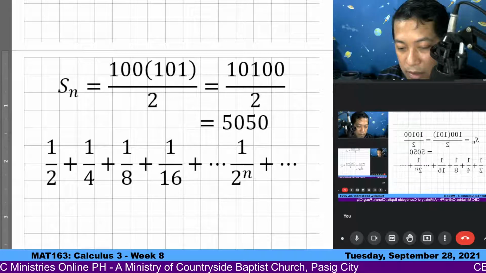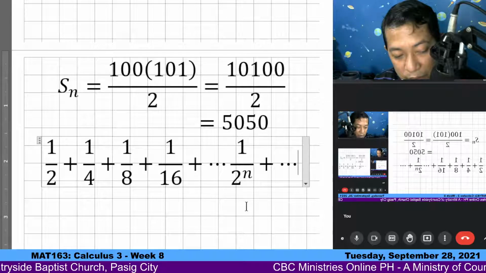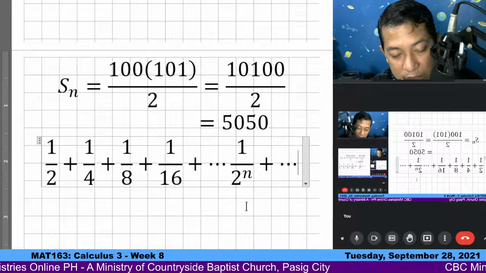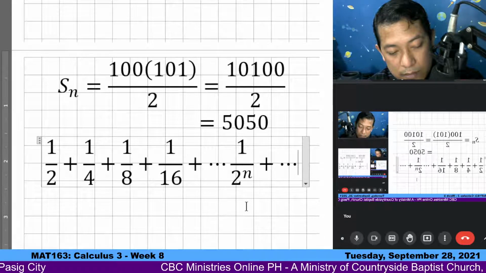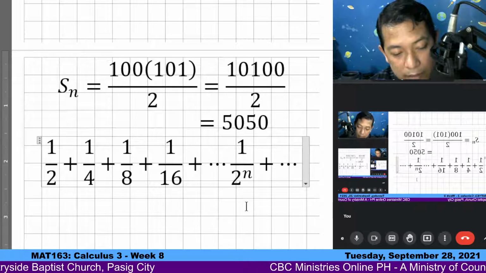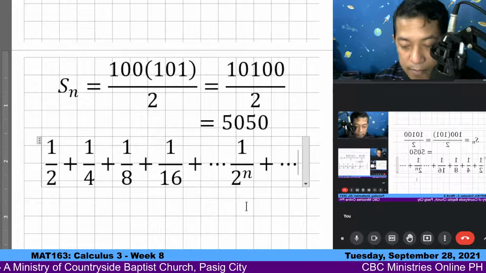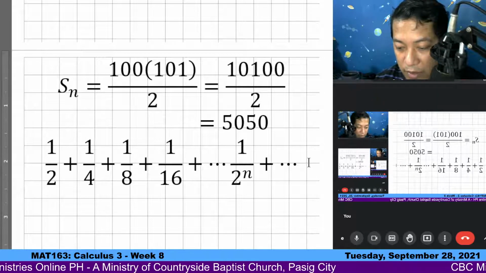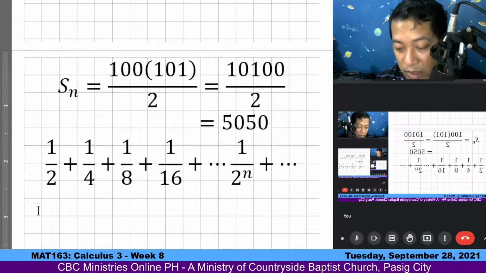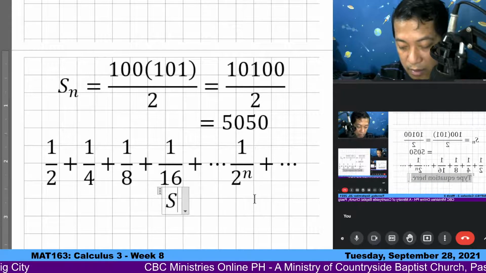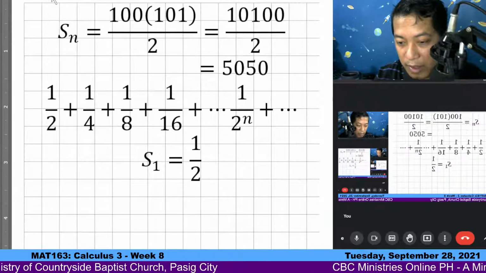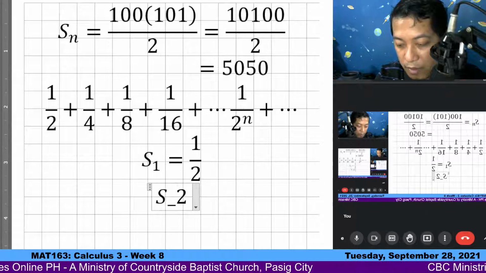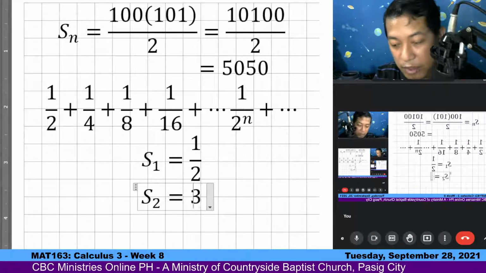As we examine this, by definition, we get here the sum of each. We have a partial sum. So we could always list the sum 1, sum 2. So let's see. Sum 1 is of course 1/2. Then we have sum 2, so 1/2 plus 1/4. What's the answer? So 3/4.